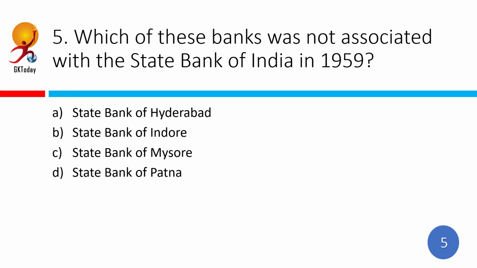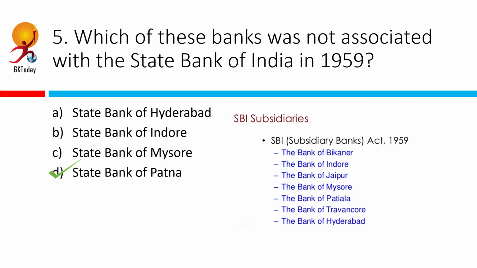Which of these banks was not associated with the State Bank of India in 1959? We have just seen the list, and the only bank that was not in the list was State Bank of Patna, which is the correct answer. So the banks that did merge into SBI were the banks of Bikaner, Indore, Jaipur, Mysore, Patiala, Travancore and Hyderabad. So 7 banks. This is a fact that you have to remember.